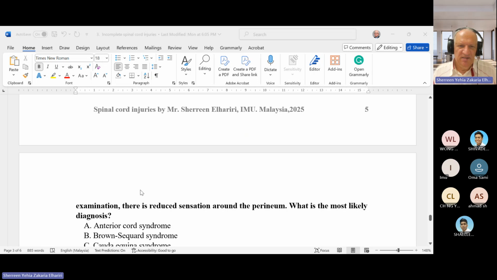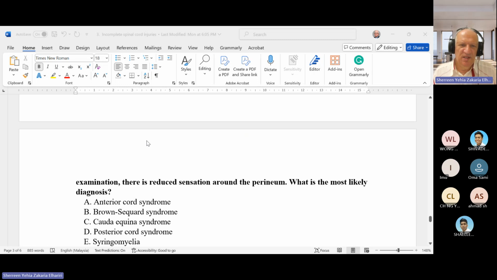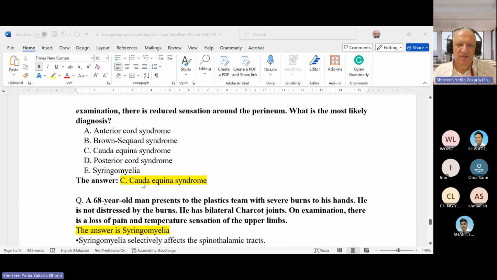This patient has just reduced sensation around the perineum, but she can walk. She has some weakness, but she can walk. This is what we call cauda equina. Cauda equina is like caudal anesthesia. Now we have something called caudal anesthesia. With caudal anesthesia, you can anesthetize only the perineum, and the patient can walk after surgery. It is not like spinal anesthesia, which affects both lower limbs, motor and sensation.